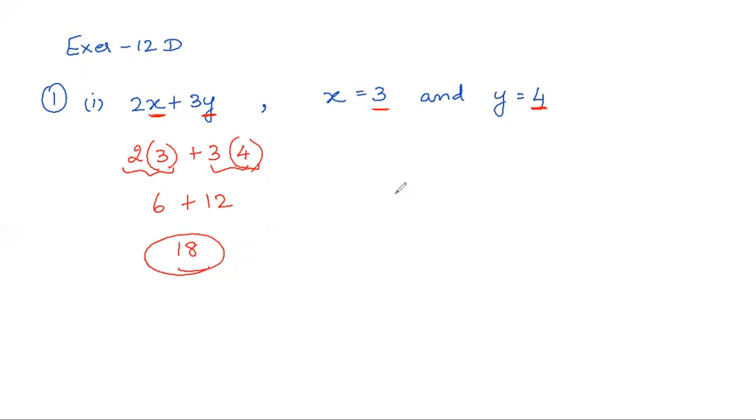So what is the answer? 2x plus 3y is equal to 18. What is the value of this expression? It is equal to 18. Clear? Same way we can proceed with the other questions in this set.